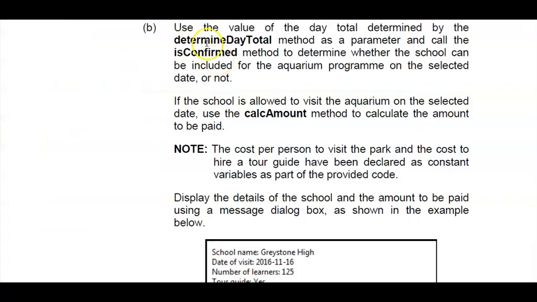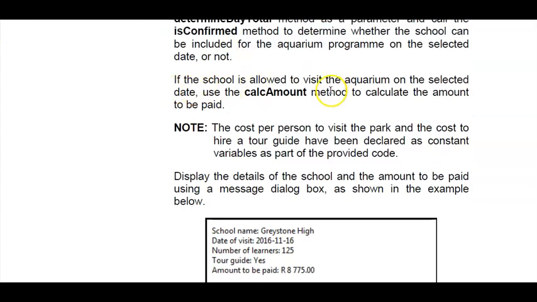Now we need to make use of this determine date total in my button. And I have to then send it a parameter. And I also then need to call is confirmed to determine whether the school is able to go on that specific date and if there is space for them.